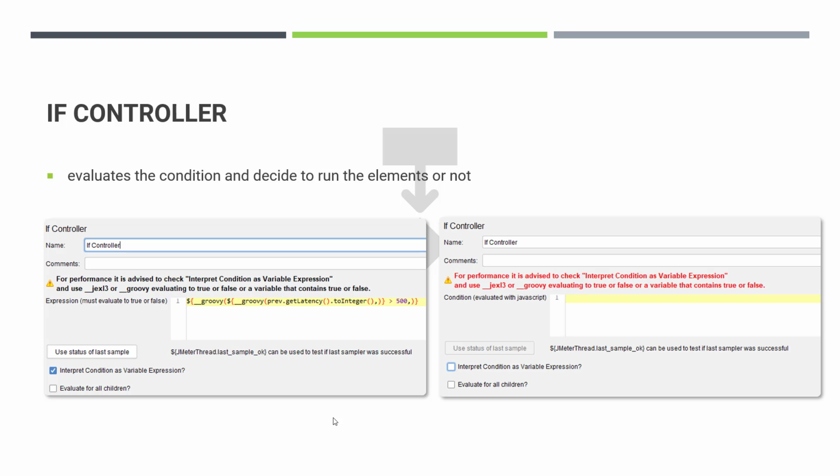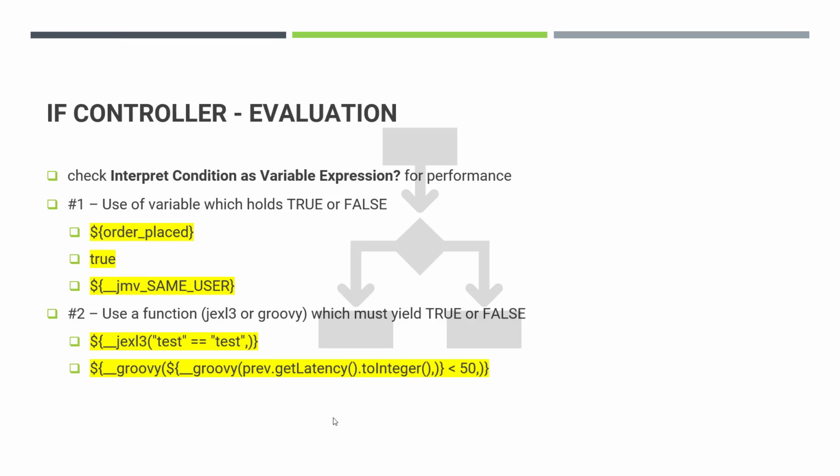And there is another checkbox, "Evaluate for all children". If you check this box, what will happen? It will evaluate the condition for every child under the If Controller. If you uncheck it, then it will execute only the entry point. Now let us see how you will write some conditions based on JEXL3 or Groovy.